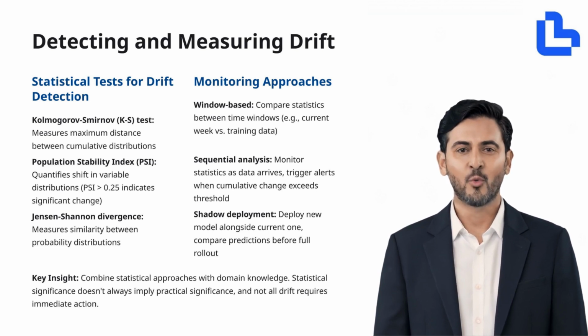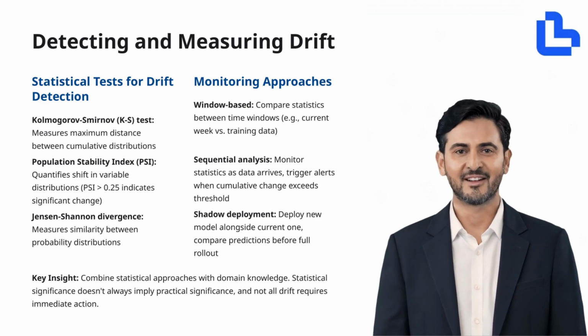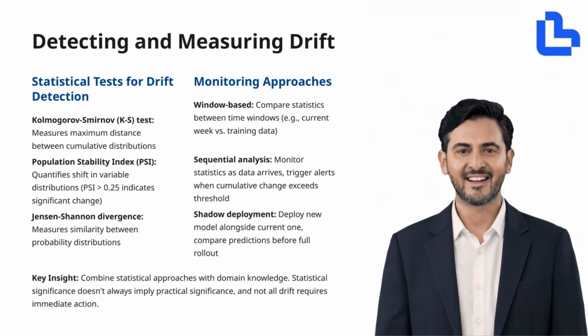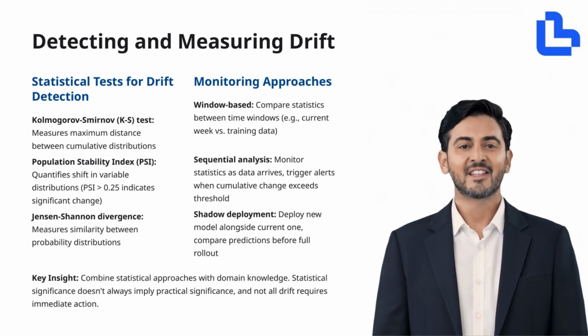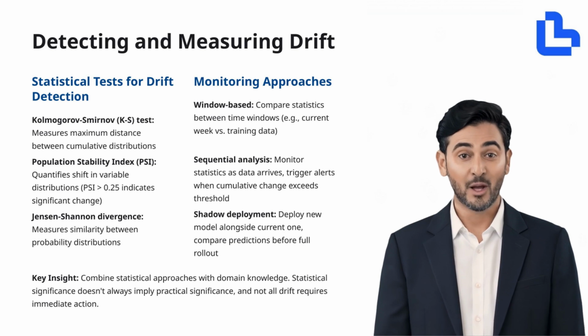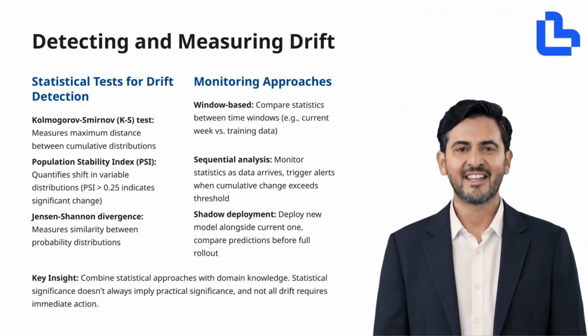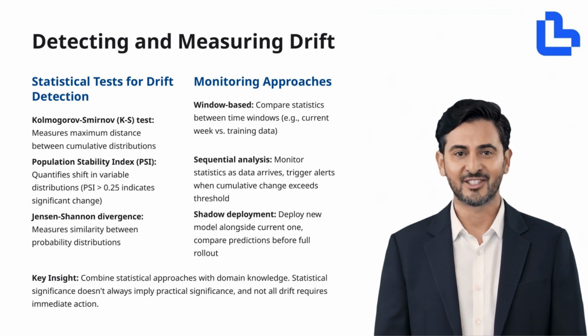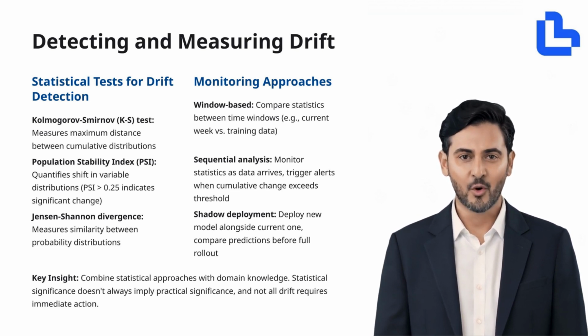Beyond statistics, we need robust monitoring strategies. A window-based approach compares data from different time periods, say, this week's data versus the training set. This helps identify short-term anomalies. Sequential analysis, on the other hand, monitors data as it arrives and triggers alerts when cumulative changes exceed a threshold. It's great for real-time systems. And then there's shadow deployment, where a new model runs alongside the current one without affecting users. By comparing their predictions, you can assess performance before a full rollout.